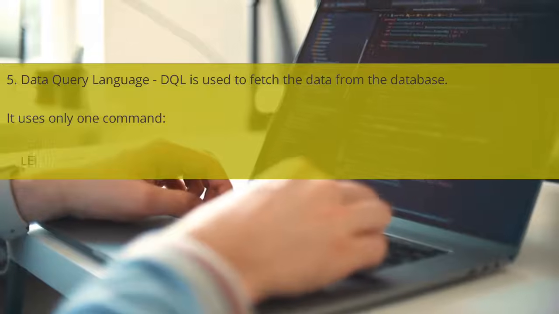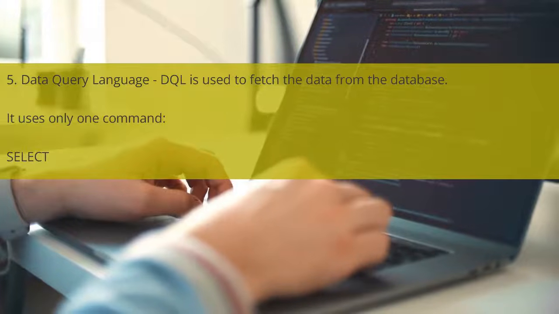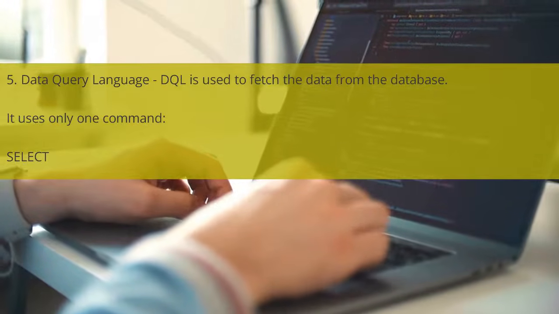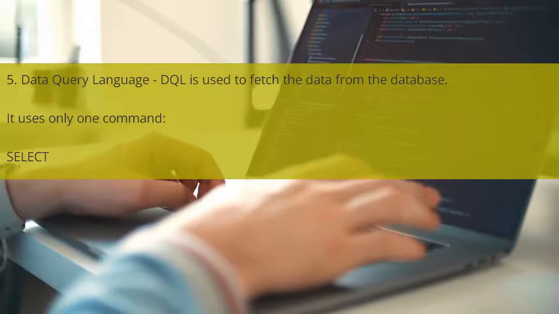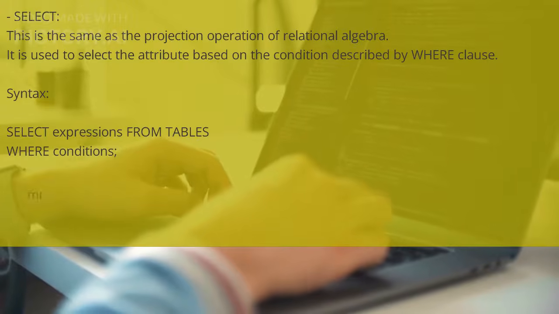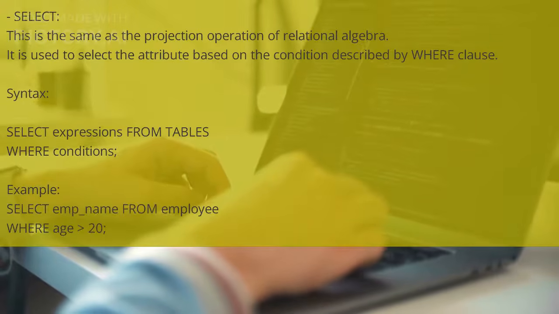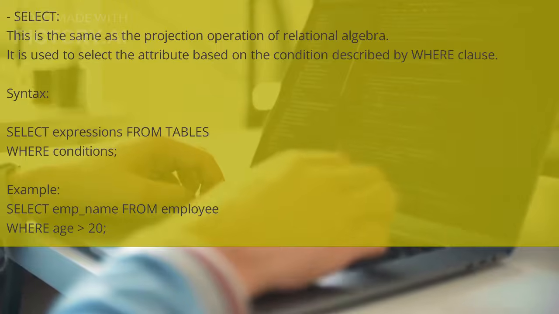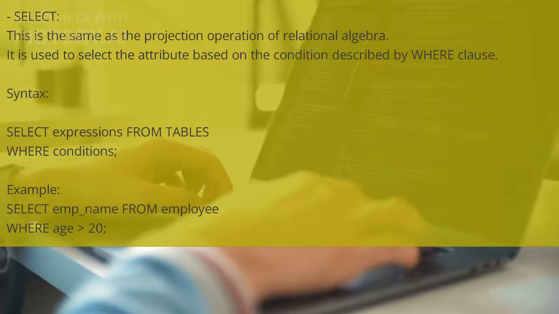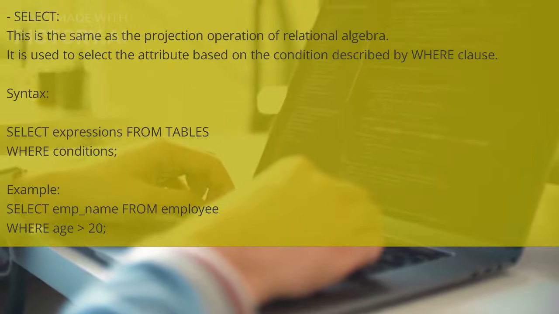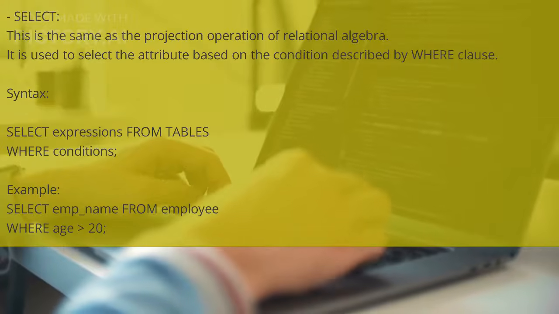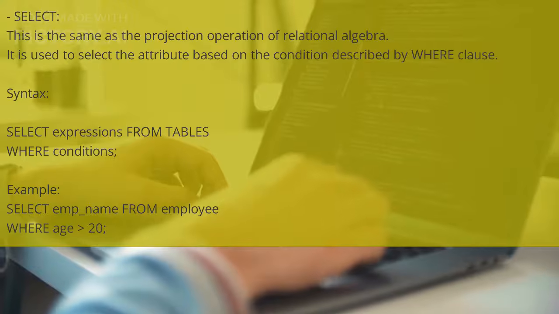5. Data Query Language, DQL. DQL is used to fetch the data from the database. It uses only one command: select. Select. This is the same as the projection operation of relational algebra. It is used to select the attributes based on the condition described by the where clause. Syntax: select expressions from tables where conditions. Example: select emp_name from employee where age > 20.